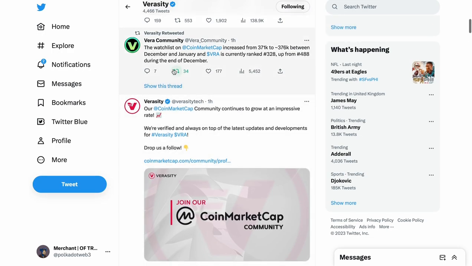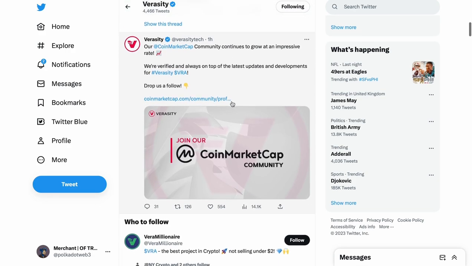So look at this, right? If we go to the Verasity Twitter page, the watch list on CoinMarketCap increased from 371 to 376 between December and January, and the VRA is currently ranked 328, up from 488 during the end of December. Now, of course, that is now 330, but the increase that we've seen since December is incredible, and we do see this trend continuing. Let's continue to the downside.